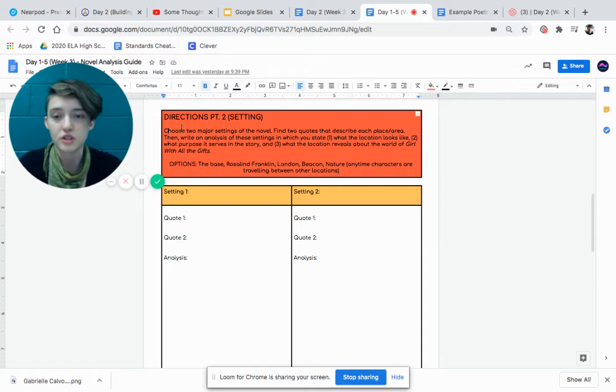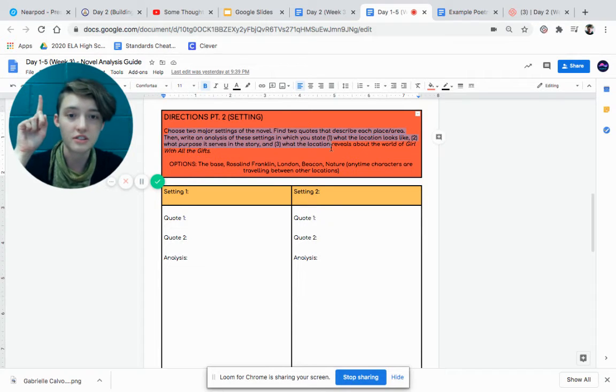So, instructions. Choose two major settings of the novel. Find two quotes that describe each place or area. Then write an analysis of these settings in which you state, one, what the location looks like, two, what purpose it serves in the story, and three, what the location reveals about the world of The Girl with All the Gifts.